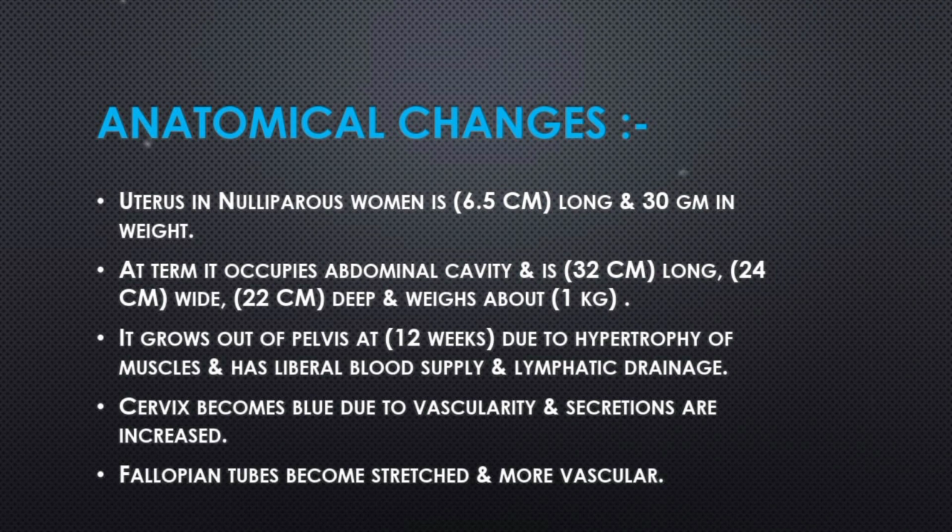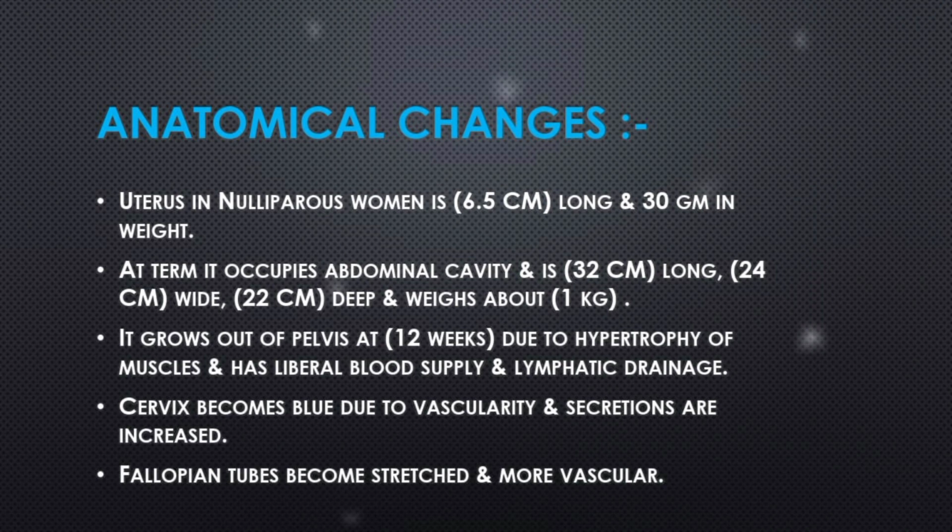Moving to the second point, at term, when a pregnant female is full term, around 36 to 40 weeks, the uterus occupies the whole of the abdominal cavity and is about 32 cm long, 24 cm wide and 22 cm deep, and weighs around 1 kg. Please mark that in nulliparous females the uterus weighs about 30 grams, but in pregnancy the weight of the uterus changes to about 1 kg.